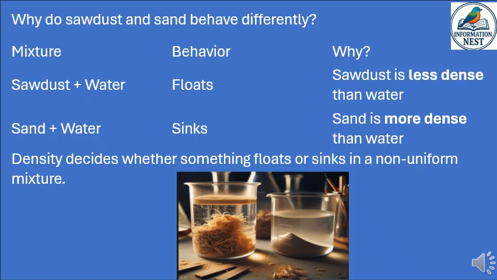This is a great example of non-uniform mixture where the components do not spread out evenly. You can see the difference: floating sawdust, settled sand. Density decides who floats and who sinks. It's like a science version of survival of the lightest.